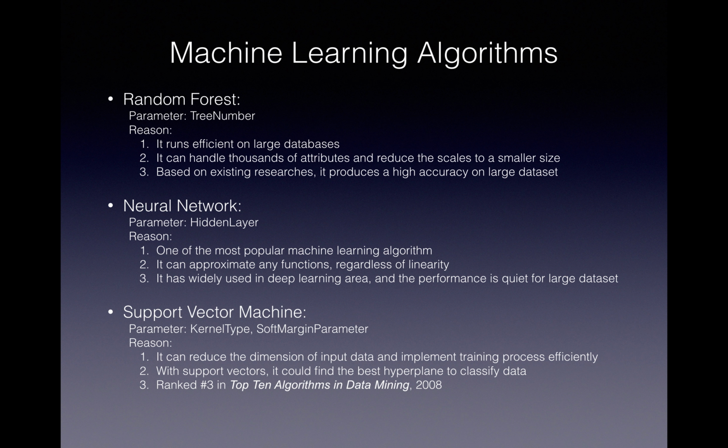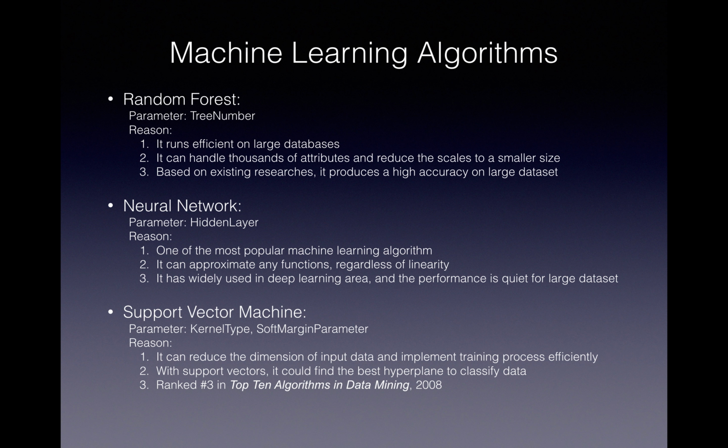Let's talk about the algorithms I used for training. I used 3 different algorithms: random forest, neural network, and support vector machine. During the learning, I changed the parameters and got different performance from them. The performances will be discussed in the next part. Let's focus on those 3 algorithms.